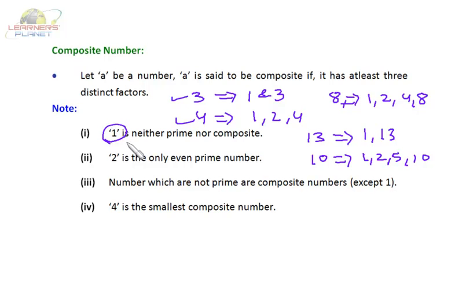Now here some important points are there. Kids, 1 is neither prime nor composite. And 2 is the only even prime number. Apart from 2, all prime numbers are odd numbers. Numbers which are not prime are composite, except 1. That means every number is either prime or composite except number 1, as number 1 is neither a prime nor a composite. And the smallest composite number is 4. That means the smallest number which is having at least 3 factors is number 4. I hope you are clear.